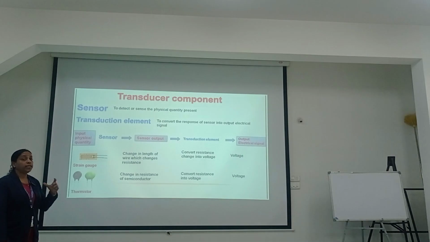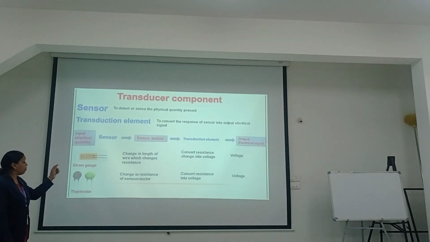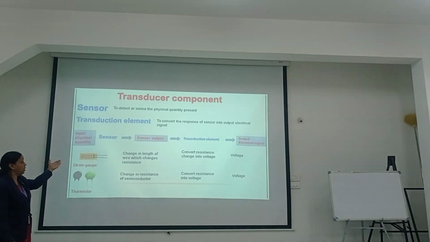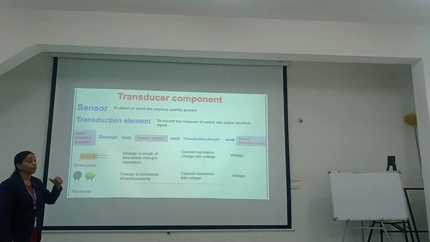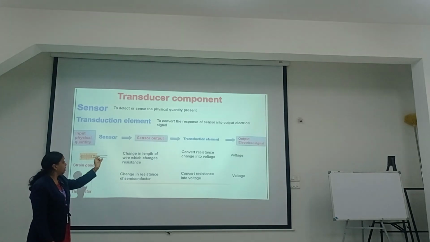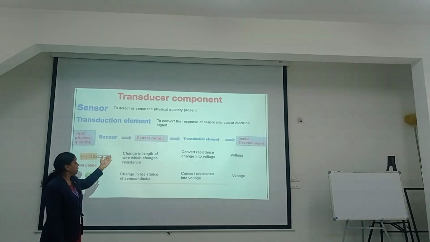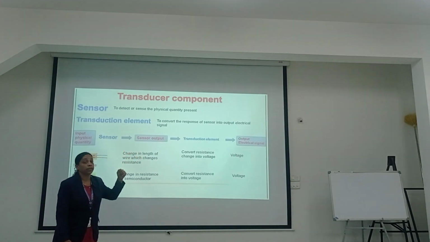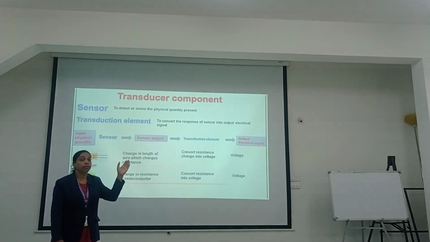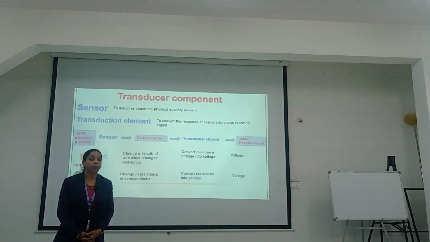The strain gauge is a device or a transducer which is made up of a metallic wire, and when the force is applied on the strain gauge, the resistance of the strained metallic wire will be varying. So there will be change in the resistance. That change in the resistance is sensed by the sensor, and that change is given to the transduction element. So the variation in the resistance will be converted to the electrical energy by the transduction element.